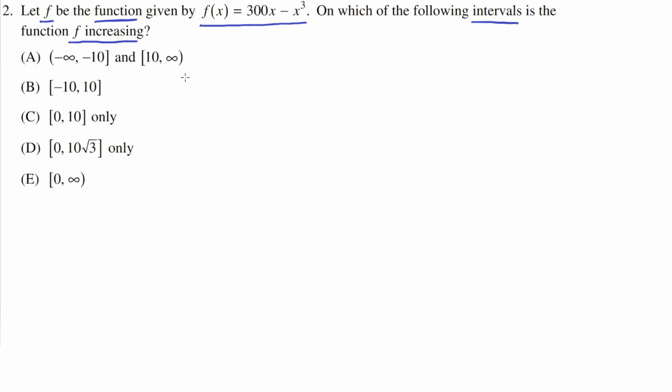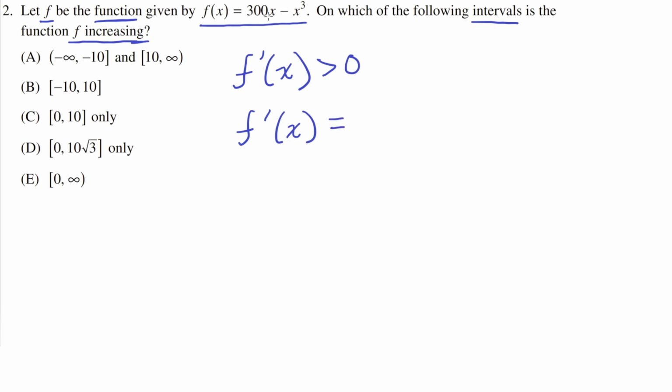Meaning we need to find the intervals where the first derivative of f of x, so f prime of x, is greater than 0, meaning it's a positive number. Because the intervals where f is increasing is equivalent to the intervals where the derivative of f is greater than 0. So let's find the derivative of f. We can just use the simple power rule.